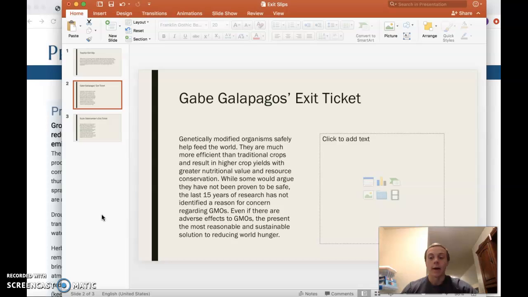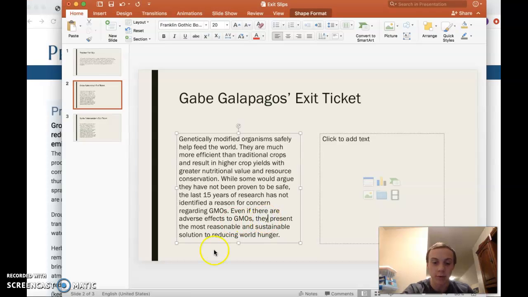All right, with that, I'm going to be looking at an example student exit ticket now. And Gabe Galapagos says that genetically modified organisms safely help feed the world. They are much more efficient than traditional crops and result in higher crop yields with greater nutritional value and resource conservation. While some would argue that they have not been proven to be safe, the last 15 years of research has not identified a reason for concern regarding GMOs. If there are adverse effects to GMOs, they present the most reliable and sustainable solution to reducing world hunger.